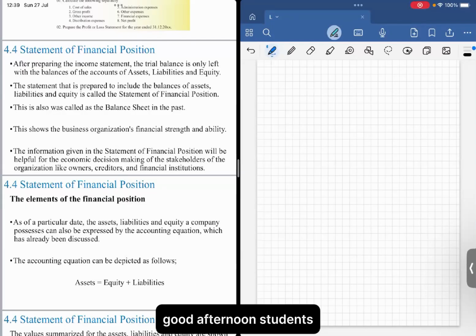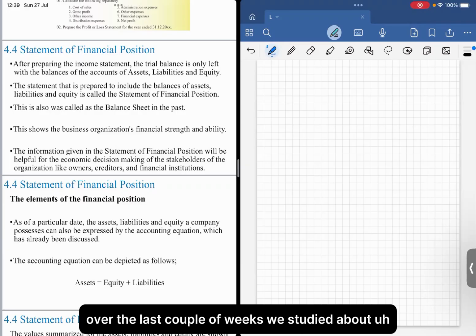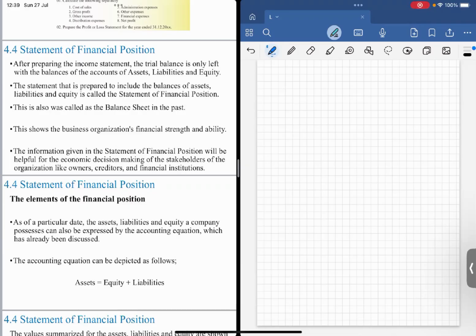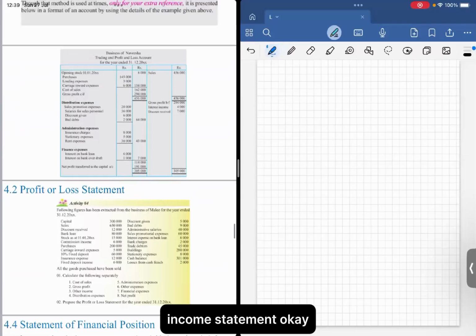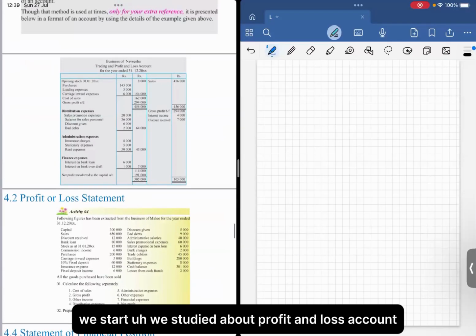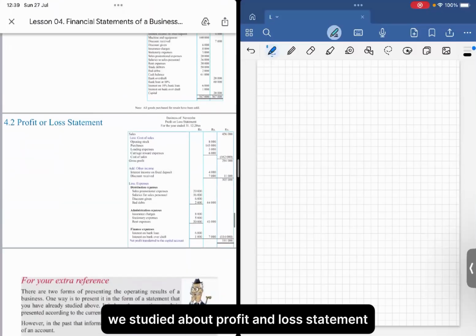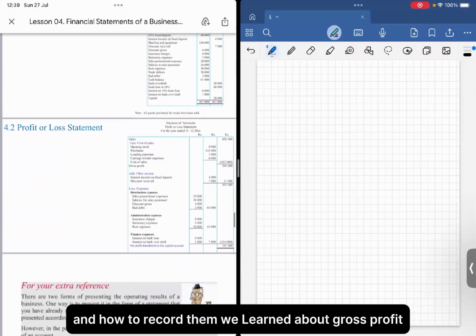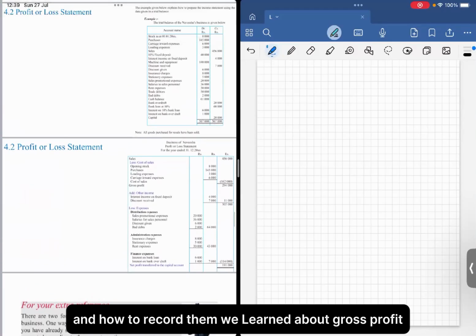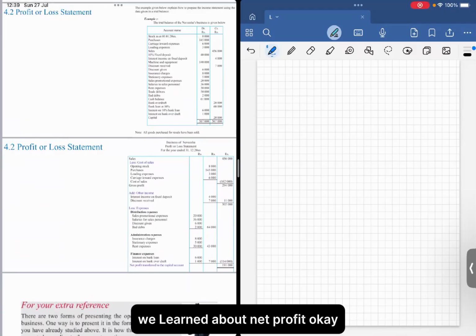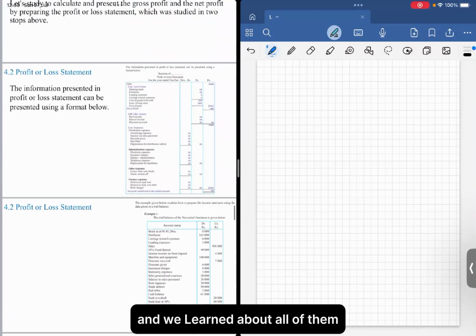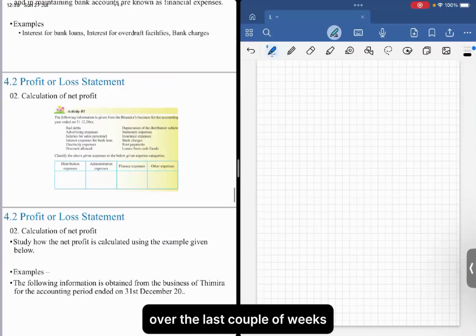Good afternoon, students. Over the last couple of weeks, we studied the income statement. We studied the profit and loss account, the profit and loss statement and how to record them. We learned about gross profit and net profit, all of them over the last couple of weeks.